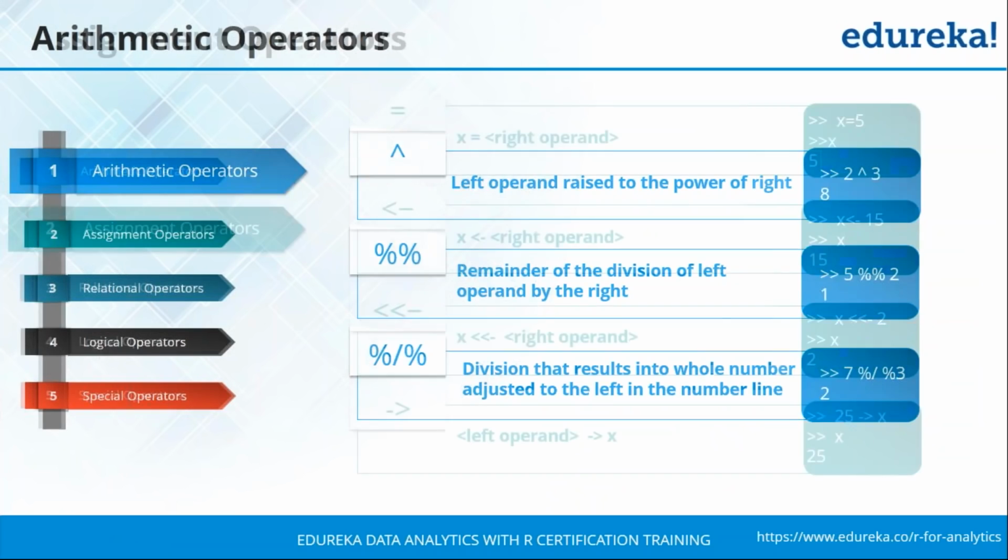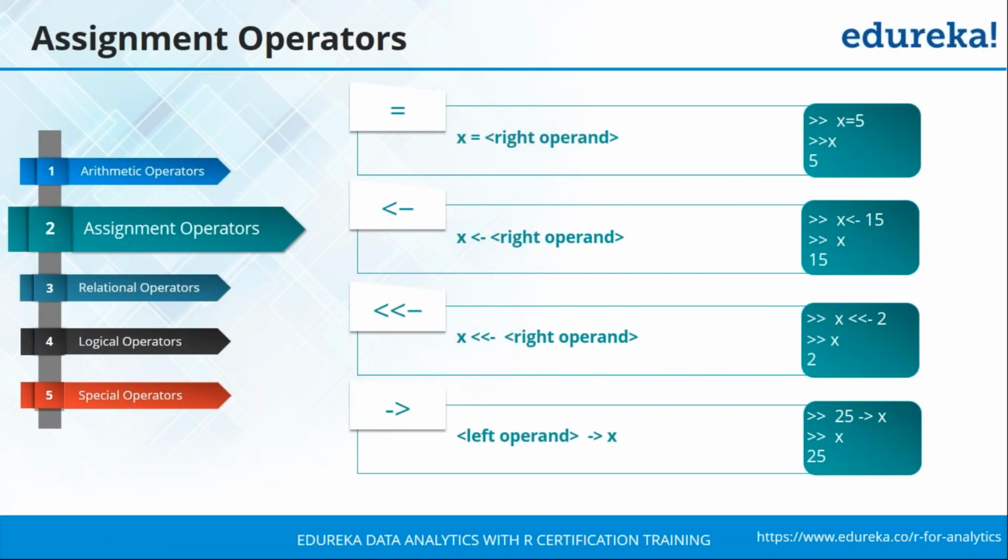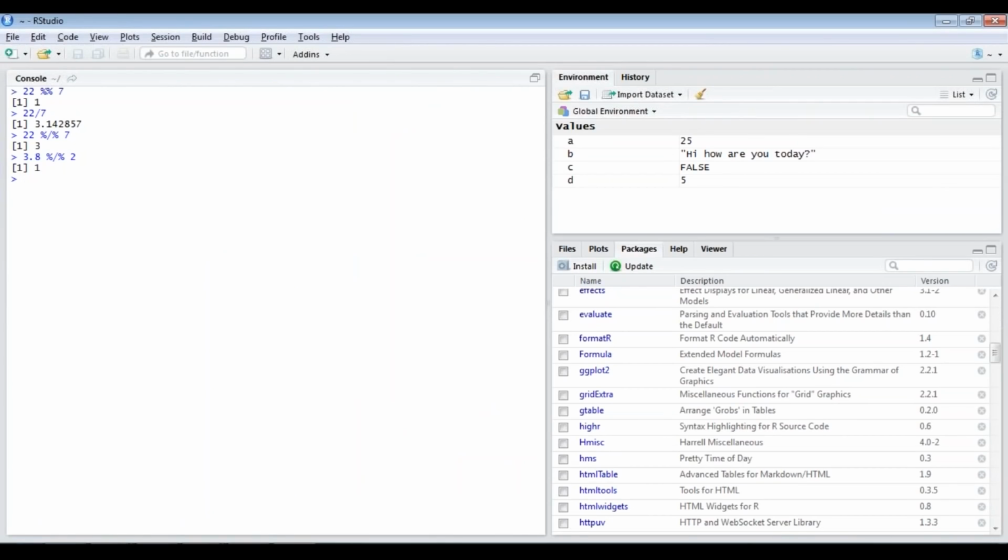Now the next operator is your assignment operator. Now we've seen the assignment operator. You can always use an equal to sign. You can use the less than followed by hyphen. Now again, it can be a double less than as well. So I think we have not seen that. So let me say E equal to 50.